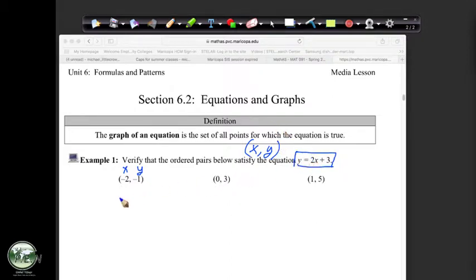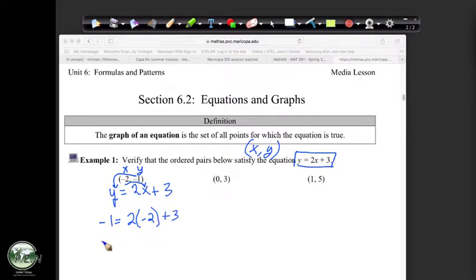So what we're going to do is take the equation we started with, y equals 2x plus 3. We're going to plug in -2 for x, and -1 for y. We do the math, and we see if we've got the same number on both sides. So that looks like a -1 goes there, 2 times -2 goes there, plus 3.